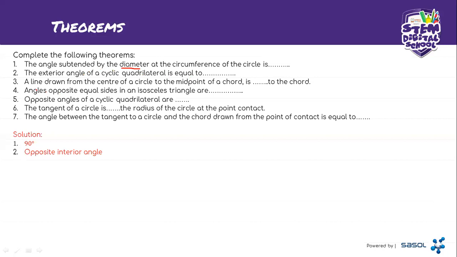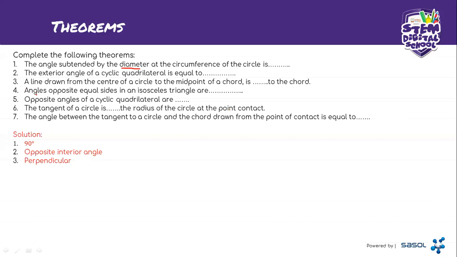Number 3, a line drawn from the center of a circle to the midpoint of a chord is what to the chord? Is perpendicular. A line drawn from the center of a circle to the midpoint of a chord is perpendicular to the chord, right? And it also bisects that chord. If you remember theorem 1, this is theorem 1. A line drawn from the center of a circle to the midpoint of the chord is perpendicular to the chord, right?